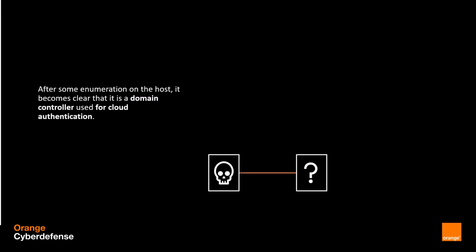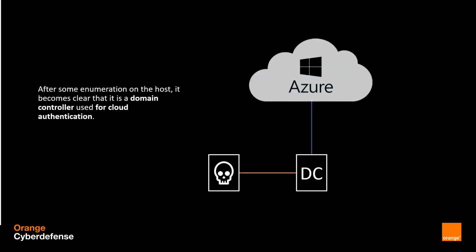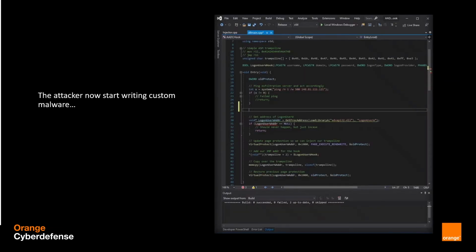After some initial enumeration, it becomes clear that the attackers have found a domain controller, which is used for cloud authentication. It is connected to the Azure cloud service with the Microsoft tool Azure AD Connect, which manages the authentication of cloud applications against this domain controller's AD. So that's great news for us.